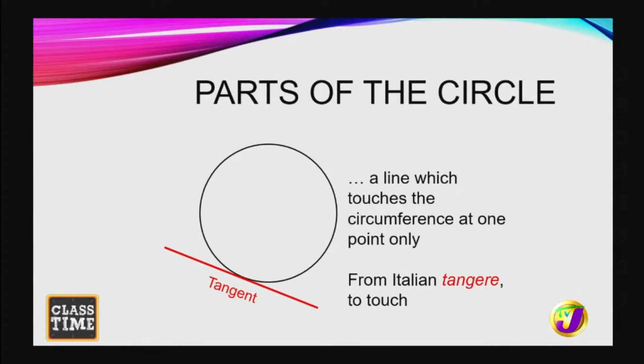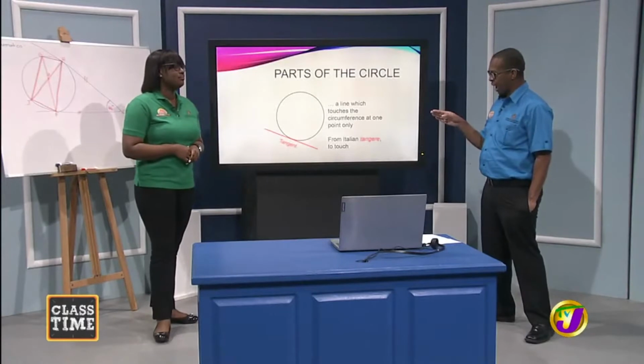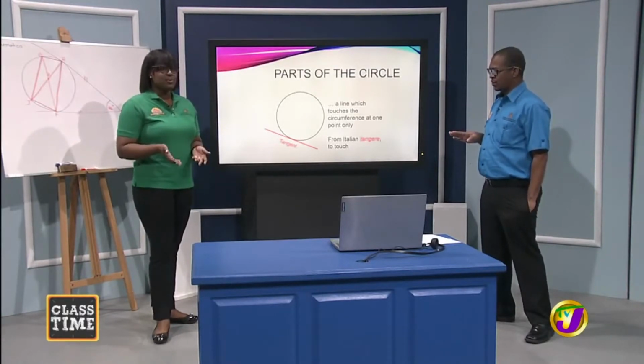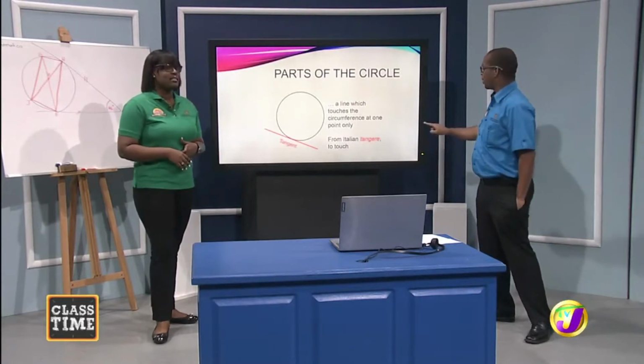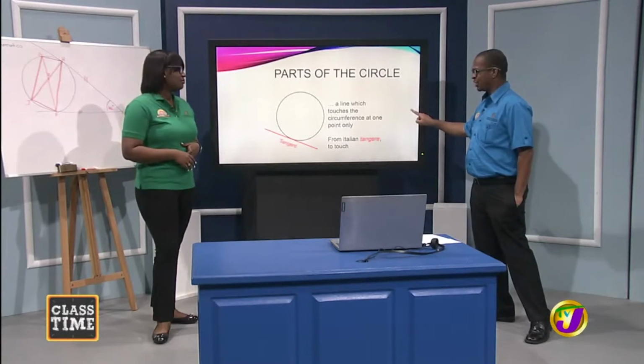Okay, and the most important thing, it can only touch at one point. If it touches at 2 points, it's no longer a tangent. That is correct. Okay. What would you think it would be, though, if a line touches the circumference at 2 points?